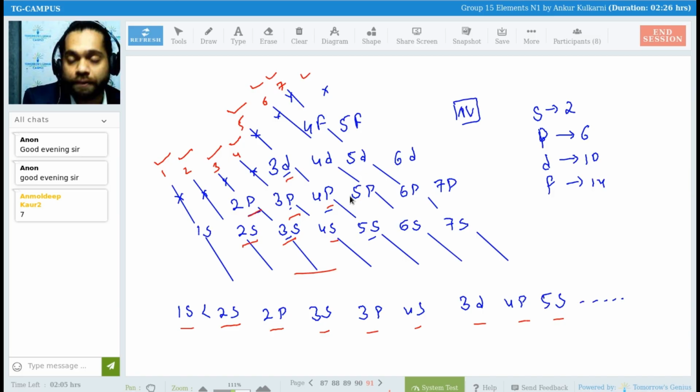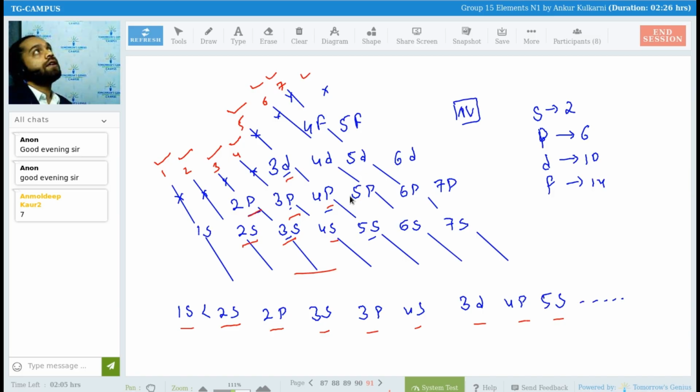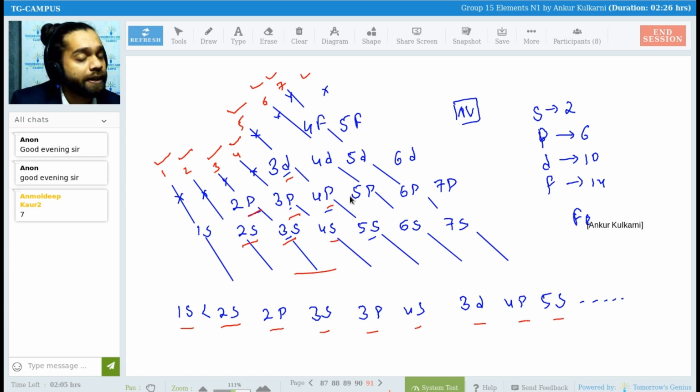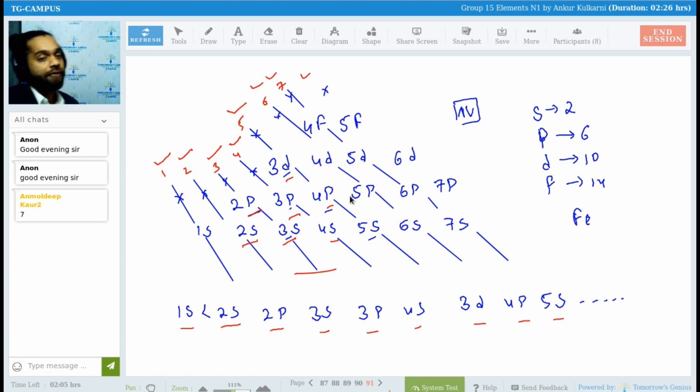Okay. Now let us take any atomic number, like iron. What is the atomic number of iron, everyone? Fe. What is the atomic number of iron? Yes, and Anthony, Kevin, Sarjana, Ragul. What is the atomic number of Fe? Anmoldeep.